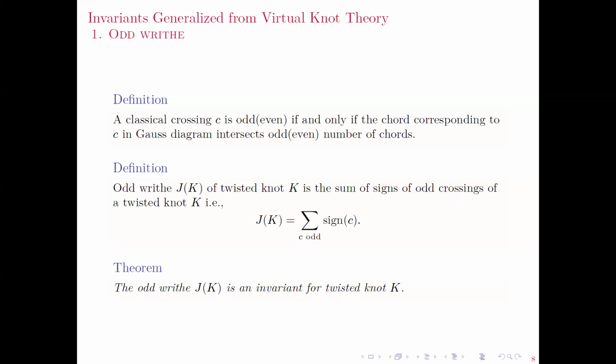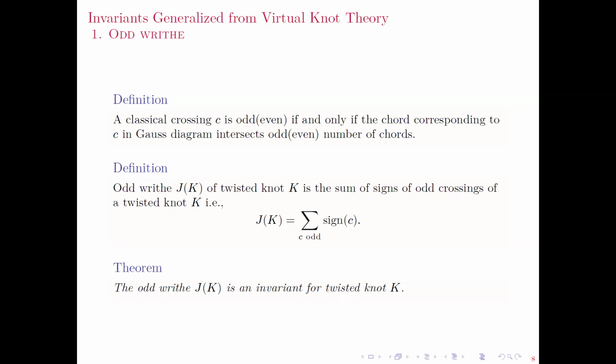Now there are some invariants which are generalized from virtual to twisted case. One of which is odd writhe. We already know what odd writhe is: the sum of the signs of all odd crossings. That is also an invariant for twisted knots. The odd writhe for any twisted knot diagram, we will use in the next slide. Actually, odd writhe is an invariant if you take all odd crossings for any parity, so if you have other parities, you can use odd writhe for any parity.